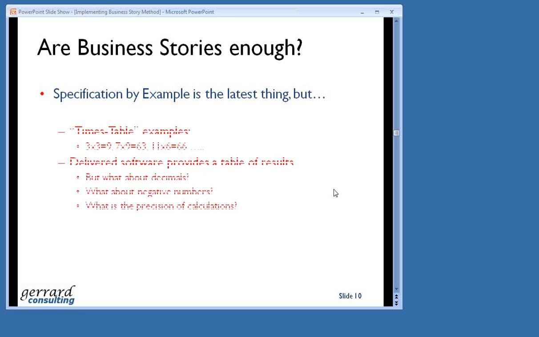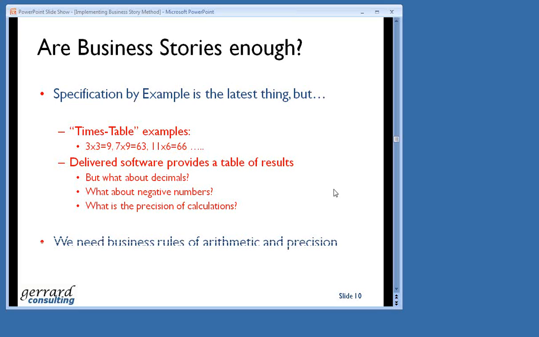explain why. If you were, as a business user, wanting to have a calculator developed for you, just take a really simple example, and you only use the examples as it says here, you know, 3 times 3 equals 9, etc. The software that was delivered would provide you with a table of results, but it wouldn't provide you with the context of the business rules. So what about the decimals and negative numbers?